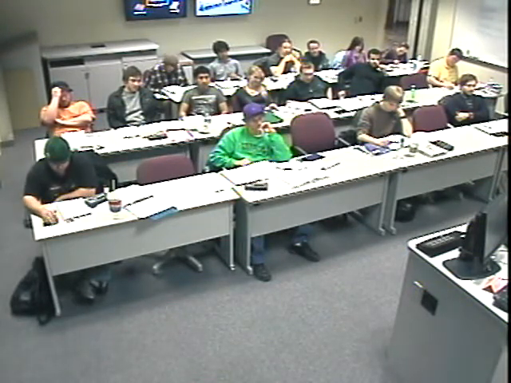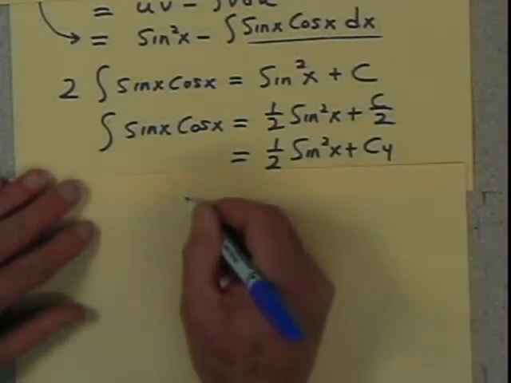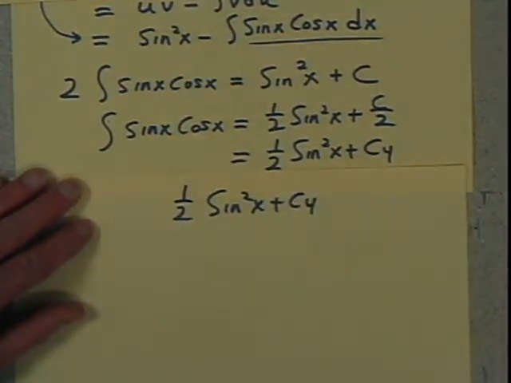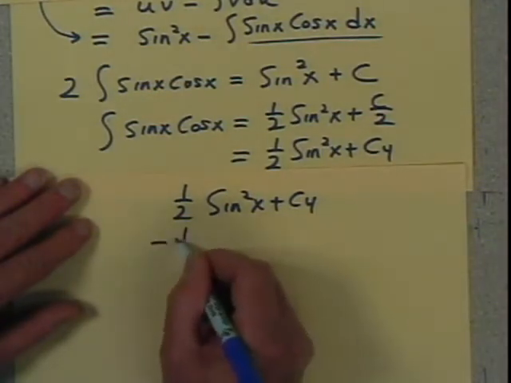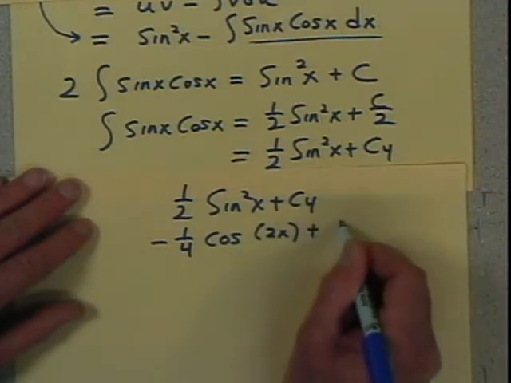Well, either one of those is fine. It happens more in trig that this sort of thing comes up, because all the trig functions are related to each other by identities. And maybe the thing to do is just look at a couple of them to show the equivalence of the answers. The one we just got was 1/2 sine squared x plus c4, right? Right. Another answer we got was minus 1/4 cosine of 2x plus a constant, right?